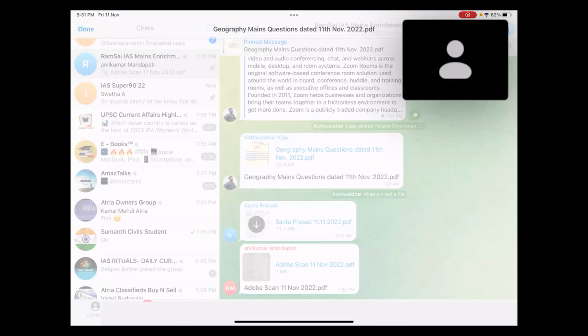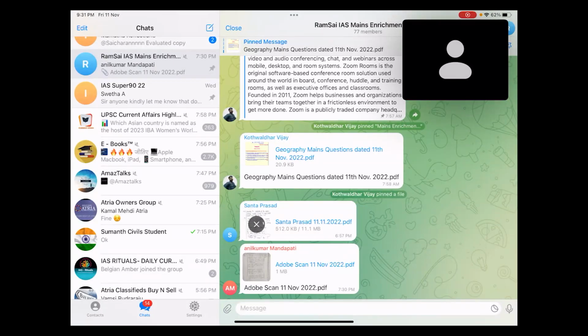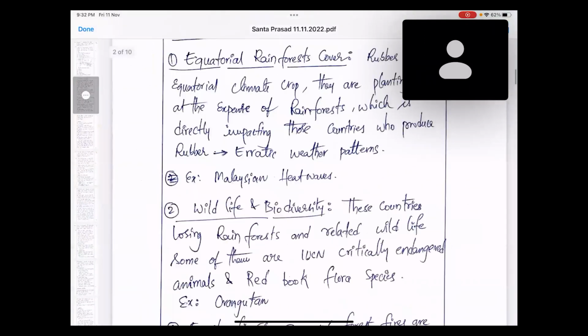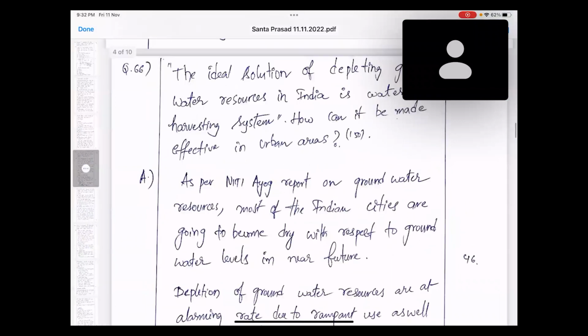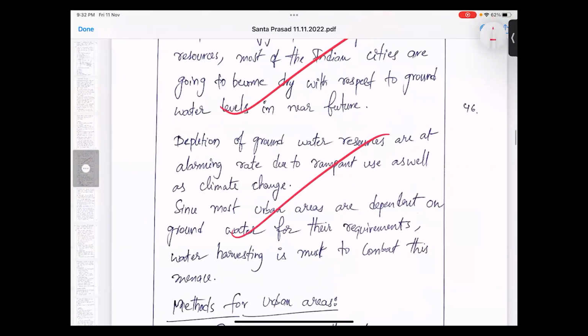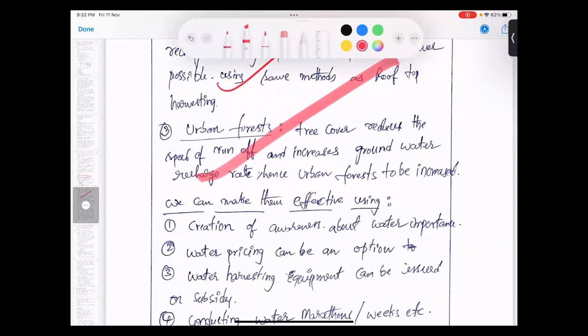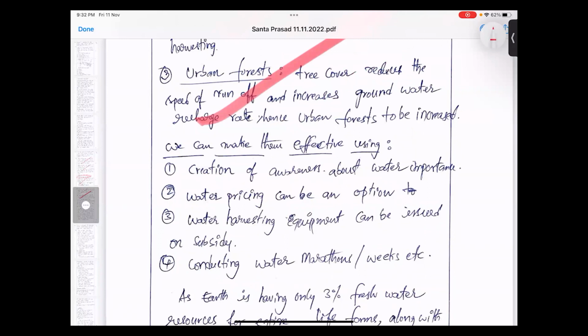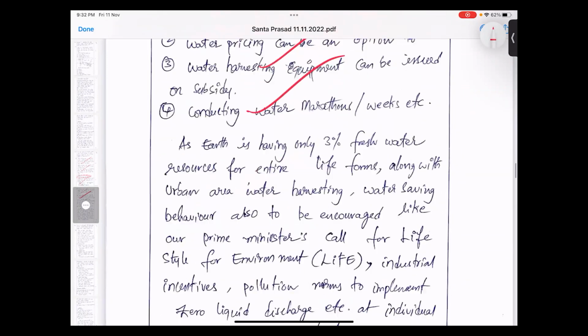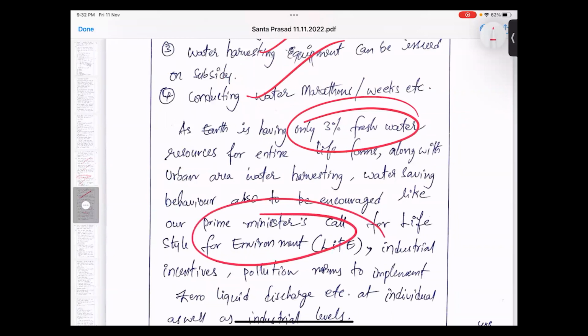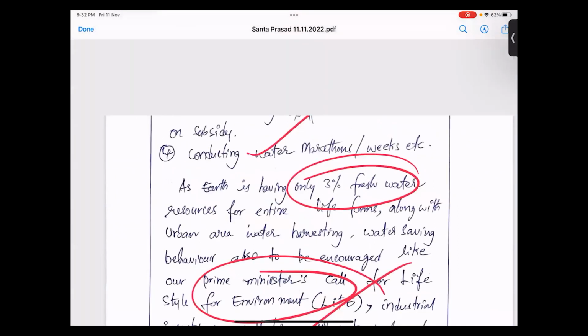Chanda Prasad, did you write this answer? Yes, sir. Yes, good introduction. Rooftop rainwater system, percolation pits, urban forests. We can make them effective using, yeah. Earth is having 3% fresh water. Life. Yes, good answer. Very good answer, Shanta Prasad.